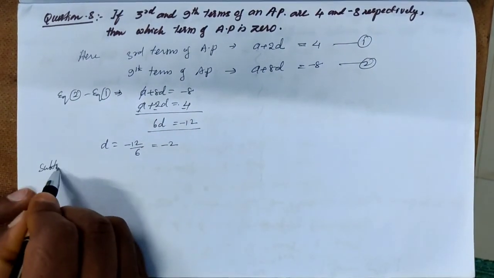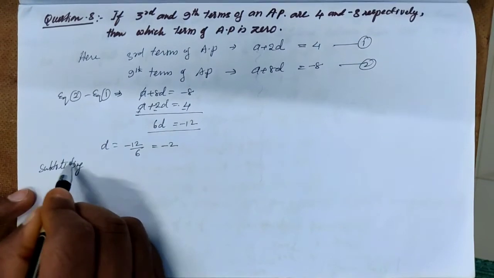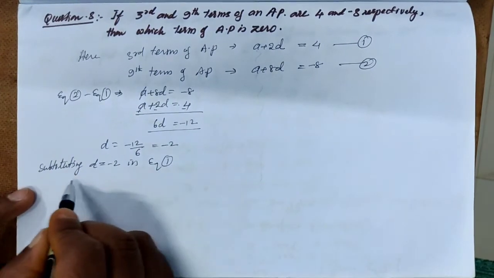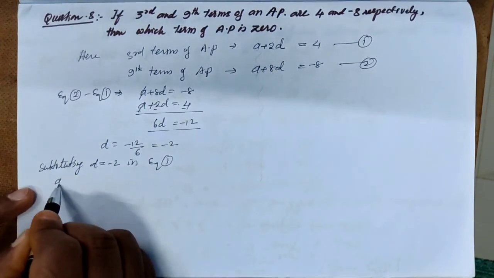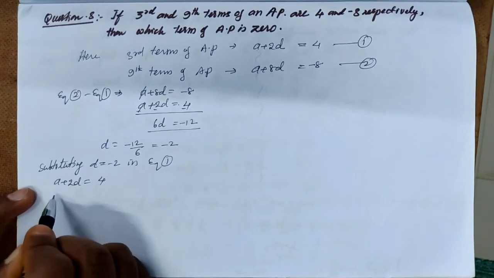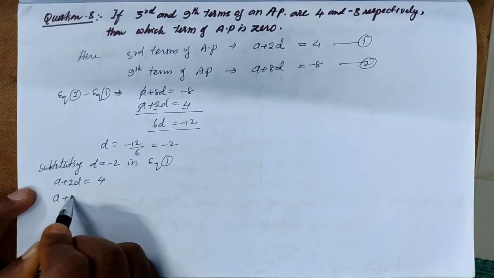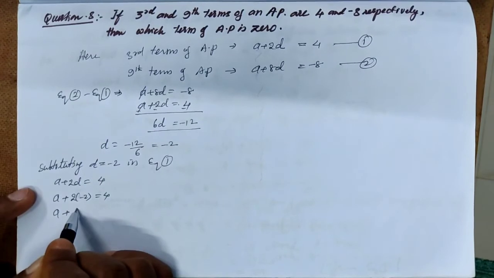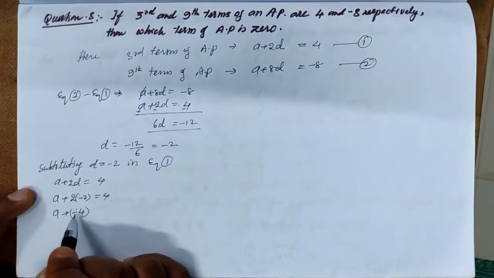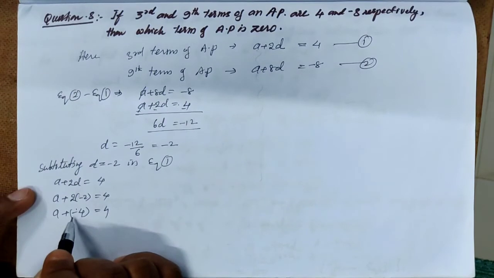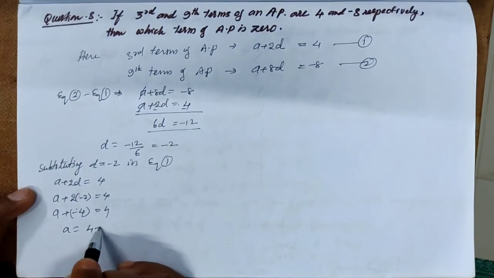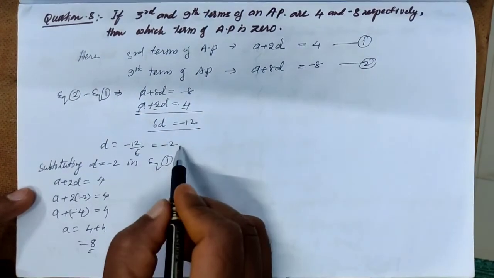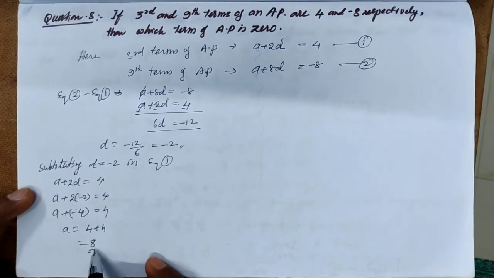Substituting d is equal to minus 2 in equation 1. So what is equation 1? a plus 2d is equal to 4. Now substitute the d value, minus 2. Now a plus 2 into minus 2, minus 4. Now transpose this minus 4 to that side. a is equal to 4 plus 4 is equal to 8. So the common difference is minus 2 and the first term a is equal to 8.